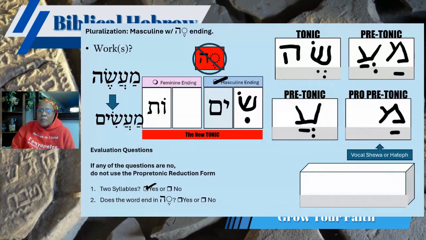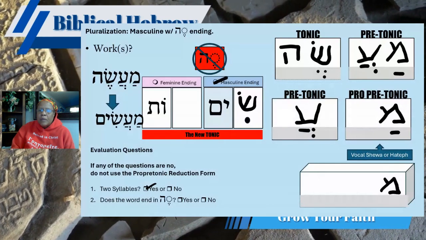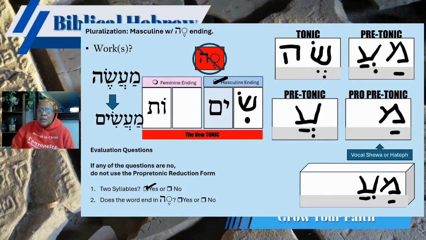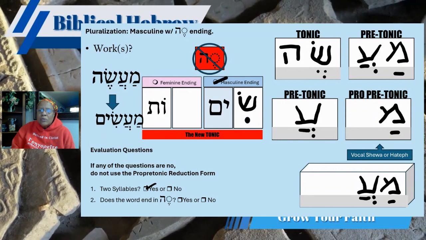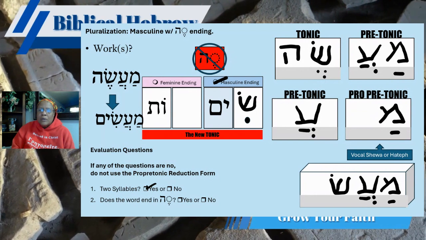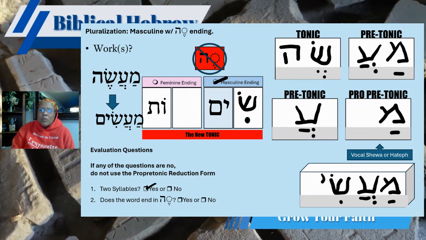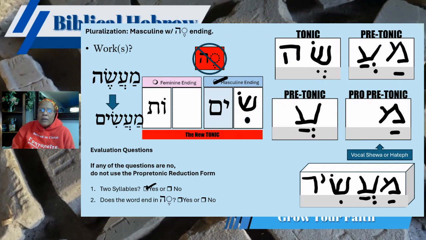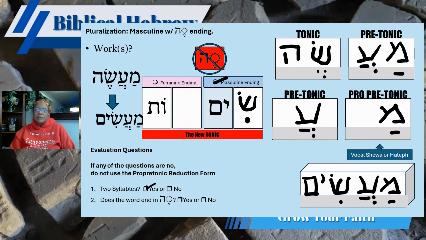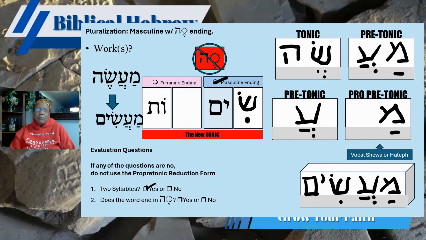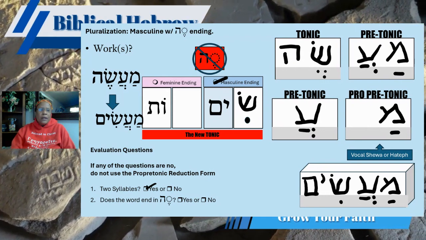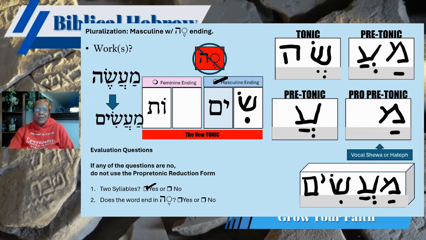Okay, so mem, ayin. And remember, don't take yourself so seriously. Allow yourself to make mistakes and erase them. You're in a learning mode. I'm in a learning mode. So give yourself a break and show yourself grace. And there it is. Ma'asim. I want to say shim. Ma'asim. All right. Okay. Well, I tell you what, we're on the last screen.